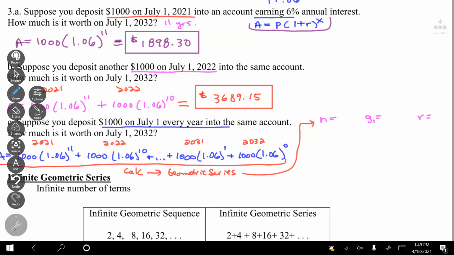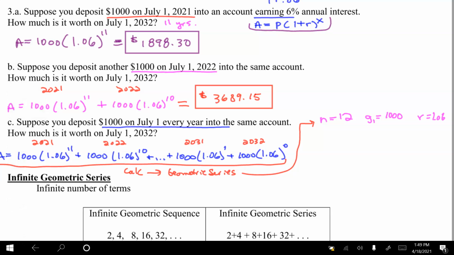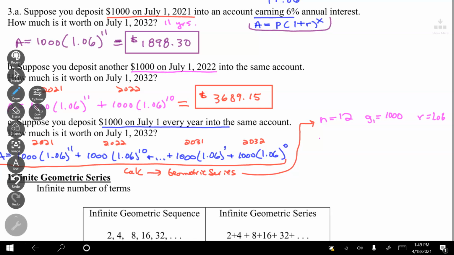So here are the 3 things I need to know. I need to know the number of times I do it, my initial amount, and my R, my multiplier. Well, I can see my multiplier, every single time I have a 1.06 in there. That's my multiplier. My initial amount is 1,000, that's for sure. And how many times did I do this? Well, you would think it would be 11, but it's not. We do it from 0 through 11, so counting 0 would be 12. So it is 12 years' worth of putting $1,000 into the bank. So n is equal to 12, and the first term is equal to 1,000.